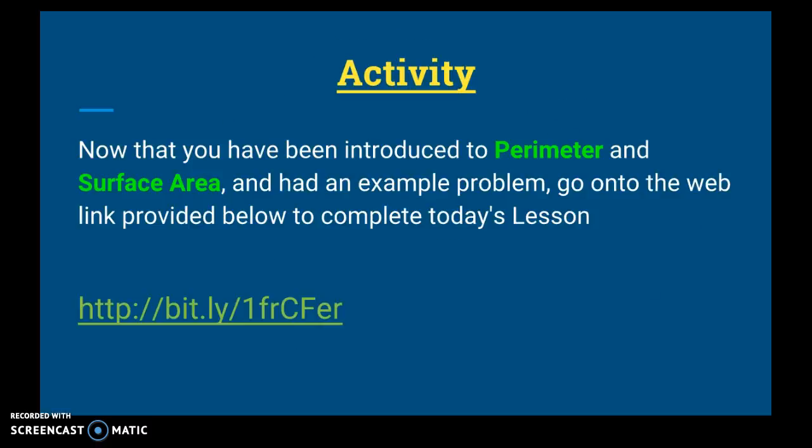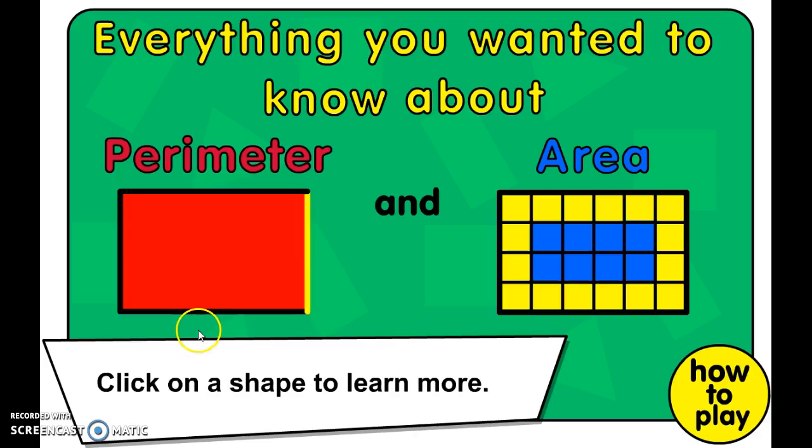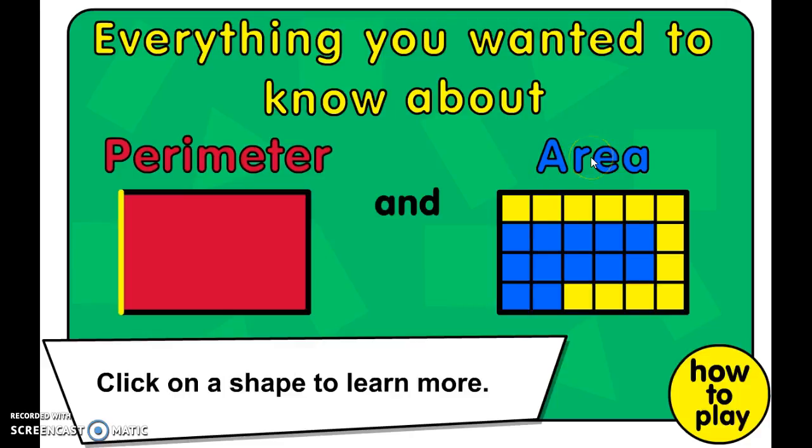The final piece to this little mini activity for the introduction of geometry and figures is the activity. Now that you've been introduced to perimeter and surface area and had the example problem to work with, go on to this web link provided below to complete today's lesson. If you need to, you can always go back through the slides to look at the definitions or the vocabulary or even the examples to make sure that you understand it before jumping into today's activity. Once you click on today's activity, you will see a whole website dedicated towards learning perimeter and area on this.